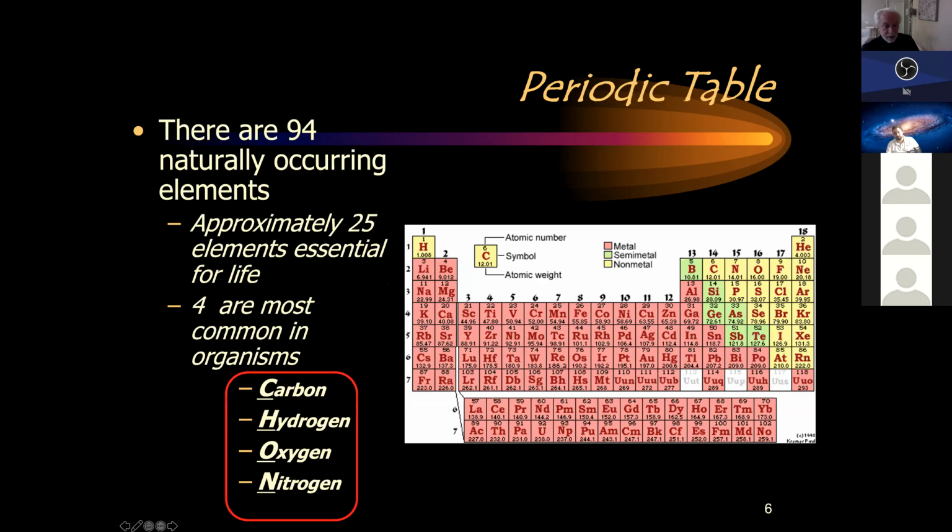There are 94 naturally occurring elements in the table, and about 25 of these are found in living things. The four most common, and these are the ones that you should remember for sure, are carbon, hydrogen, oxygen, and nitrogen, CHON. That's the mnemonic by which I remember them, John. And if you look on the periodic table, three of those elements are elements 14, 15, and 16, right next to each other in the chart. And the other, hydrogen, is over here at element number 1.